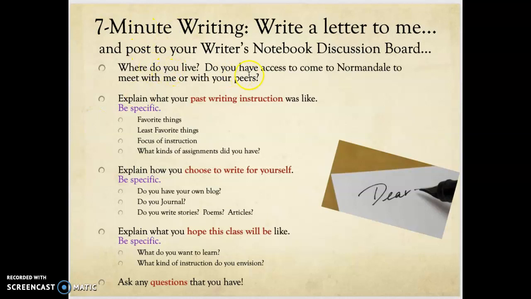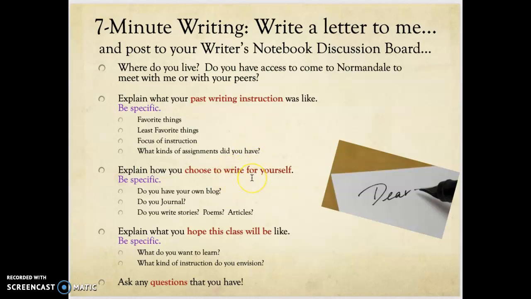So you can see the first bullet point there. It says, where do you live? Do you have access to come to Normandale, right? I want to know that to see if I can meet with you or not. So that's that purpose. And then I really am interested in your past writing instruction and how that went, and what kind of a writer you are now.